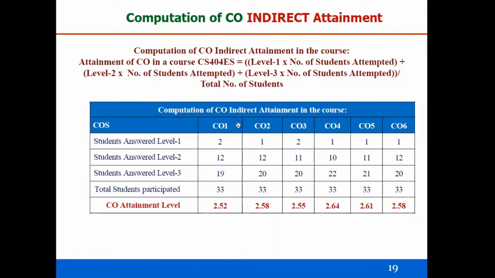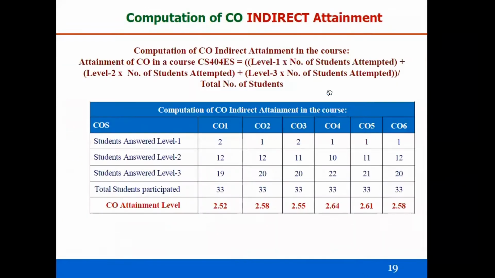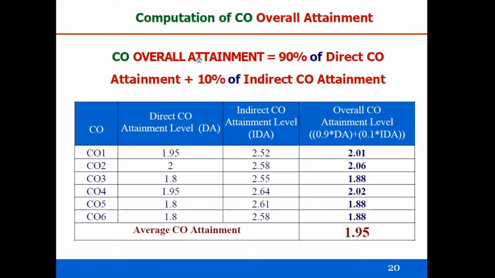So now in the previous table, we obtained direct CO attainment values. Then here we obtained indirect CO attainment values. Now, as for the overall CO attainment formula, we have taken 90% weightage for direct attainment value plus 10% of indirect attainment value. Then 0.9 into direct attainment value plus 0.1 into indirect attainment value. For each and every CO, you have to apply this formula. Now, let us see. CO overall attainment equal to 90% of direct CO attainment plus 10% of indirect CO attainment.